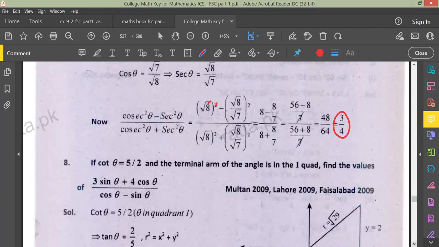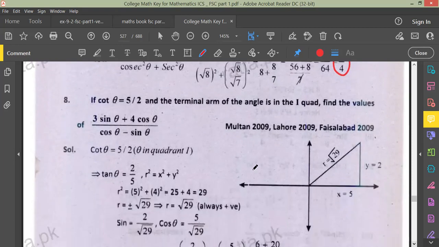Similarly, last question of this exercise is that cot theta is equal to 5 over 2. We know that cot is equal to x over y. So value of x will be 5, and the terminal arm of the angle is in first quadrant, x will be equal to 5, and y will be equal to 2. So we have to find the value of r. After applying Pythagoras theorem, we will find the value of r will be equal to square root 29.